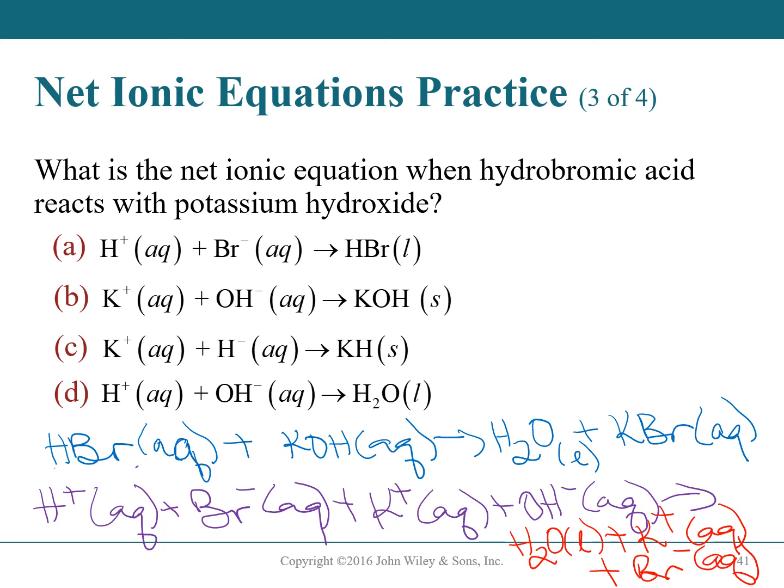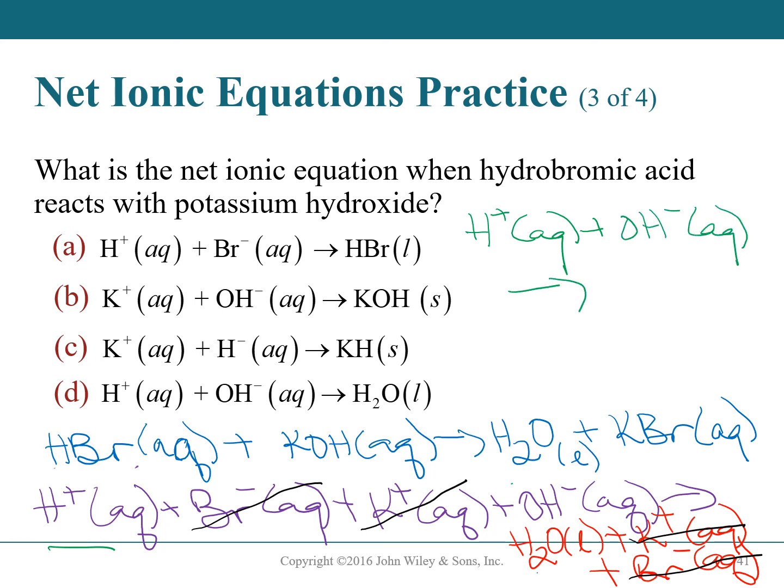Okay, so now all we're going to do is cross out things that are exactly the same on the reactant side and the product side. So Br minus, that's the spectator. K plus, that's the spectator. So when I write down the remainder, I have H plus, OH minus, that gives me water. So H plus, hydroxide, water.